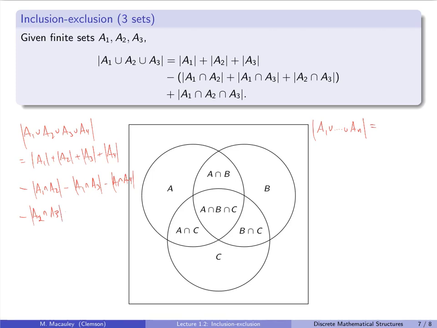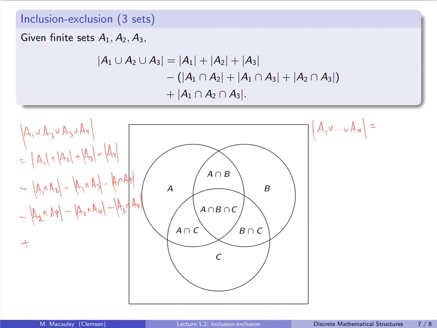I'm just A2 intersect A3, minus A2 intersect A4. I was on autopilot there. Minus A3 intersect A4. So there's 6 of those. We'll learn how to count how many of those there are in upcoming lectures.